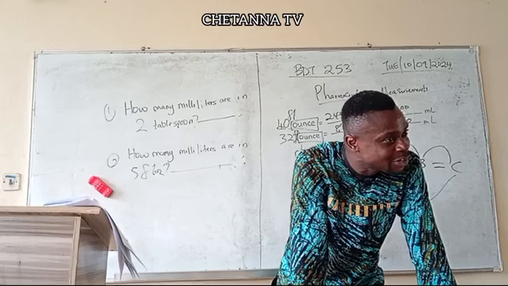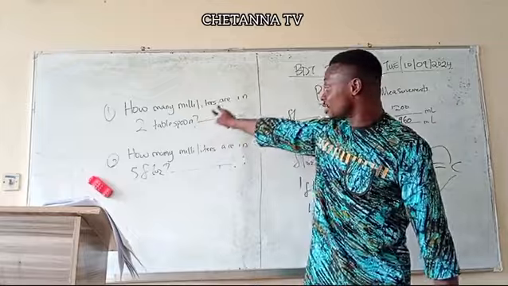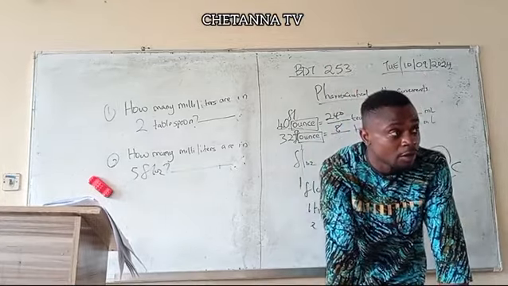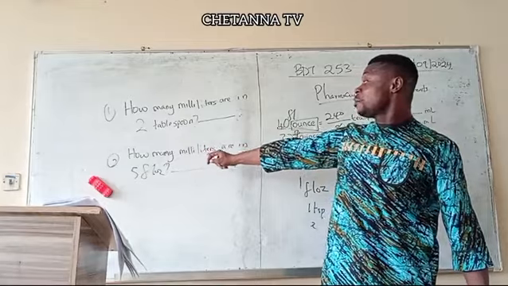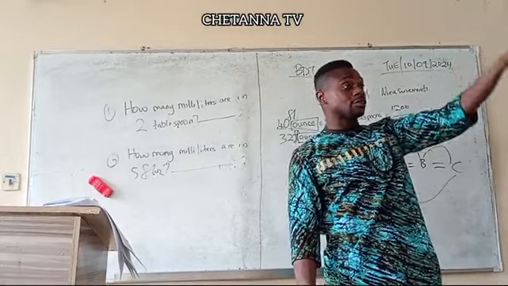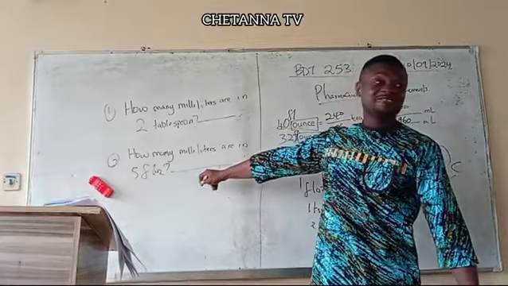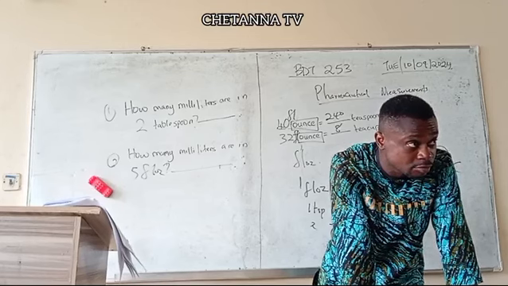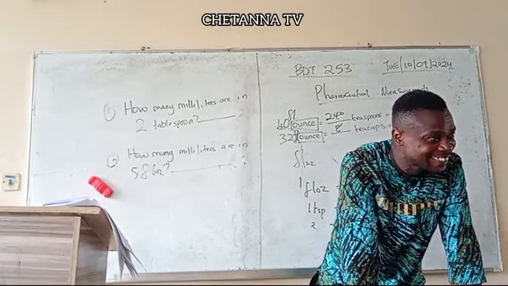Listen, even if you don't know anything in this topic, you should not miss this one. Very, very simple. How many milliliters are in 5 fluid ounces? Stand up. Don't look at anybody. Answer the question. 150 ml in 5 fluid ounces. Sit down.